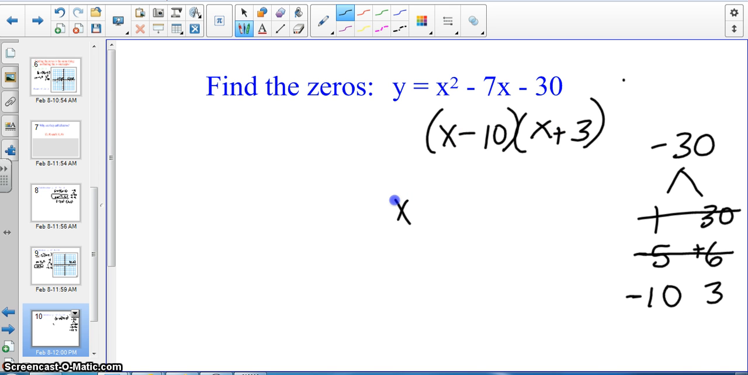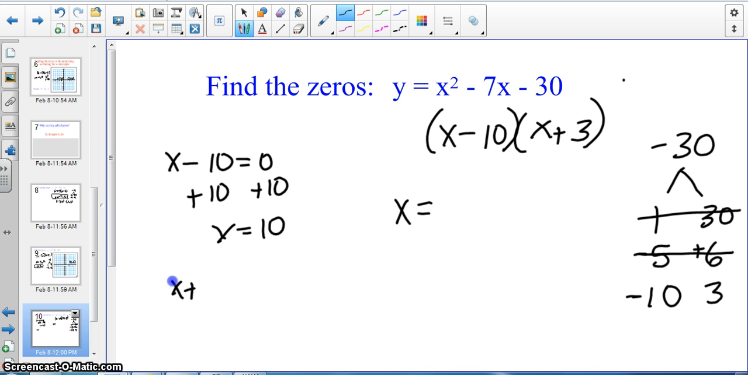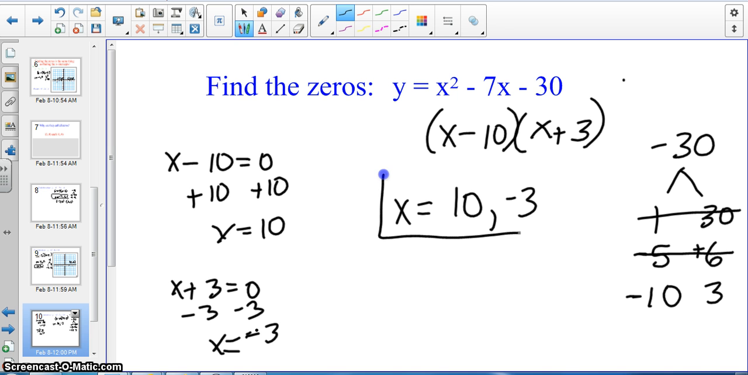Now to find our x-intercepts, we can think the opposites of these, or we can actually solve them by doing x minus 10 equals 0 and adding 10, or we can do x plus 3 equals 0 by subtracting 3. Or, just think the opposites. Opposite of negative 10 is positive 10. Opposite of 3 is negative 3. These would be our x-intercepts, also known as our zeros of our equation.